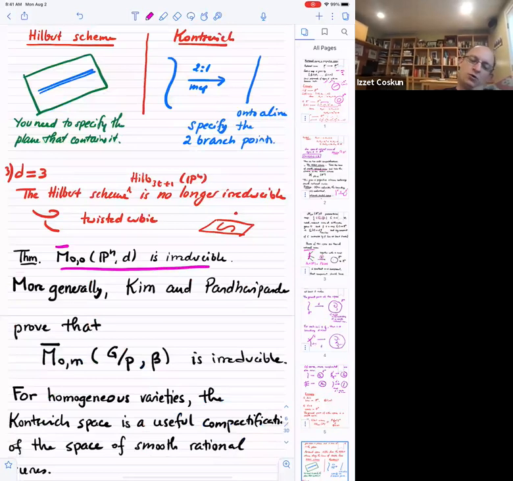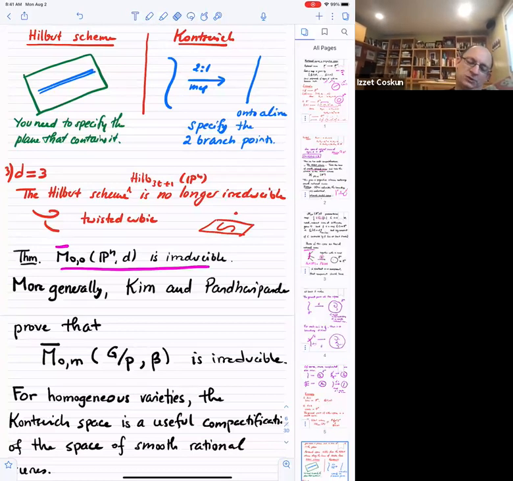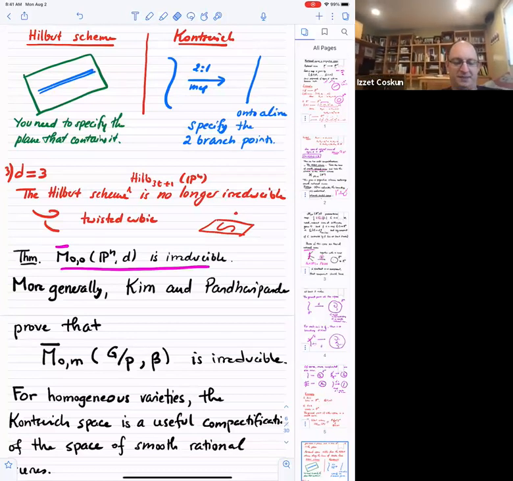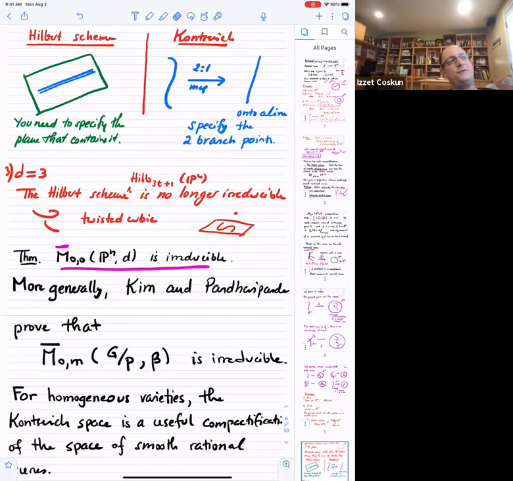But the nice thing about this space, let me jump ahead a little bit, this space is irreducible. This conserved space is irreducible. And in fact, it turns out to be irreducible for a large number of target spaces. So for instance, whenever you map into a homogeneous variety, G mod P, things like Grassmannians and flag varieties, then this space turns out to be irreducible and of the expected dimension, so that it's much easier to work with than the Hilbert scheme.